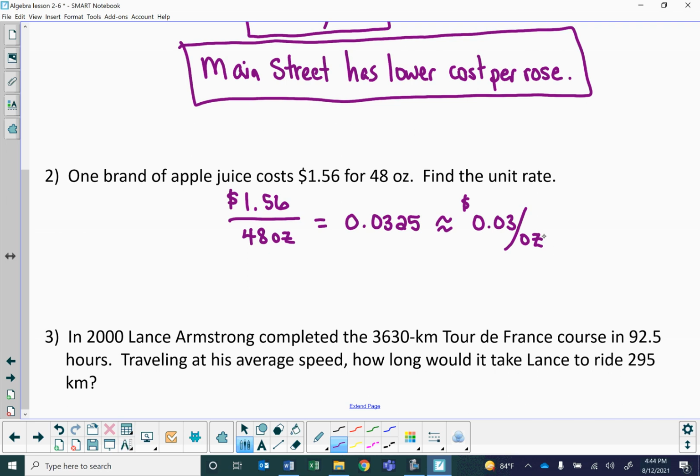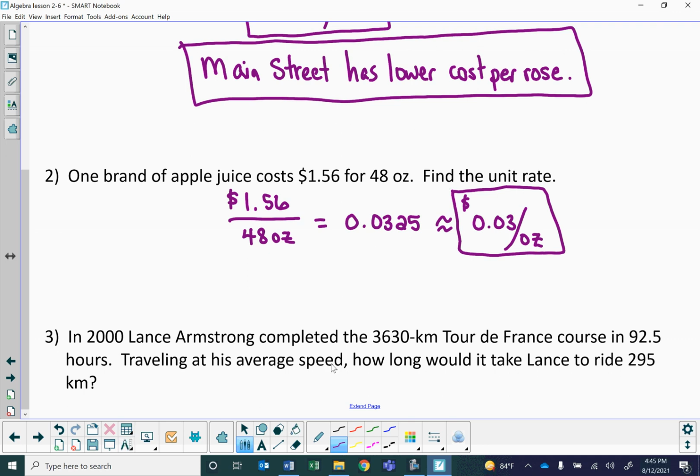It's 3 cents per ounce, not 3 cents per bottle or per jar or per week. It's 3 cents per ounce. And since this is a unit rate, we're going to do it to the nearest cent. Now, if you were comparing and they both would round to the same cent value, then you'd have to go out to the thousandths position to find out which one would be the actual cheaper price. But for the most part, you're always just going to round to the nearest cent.